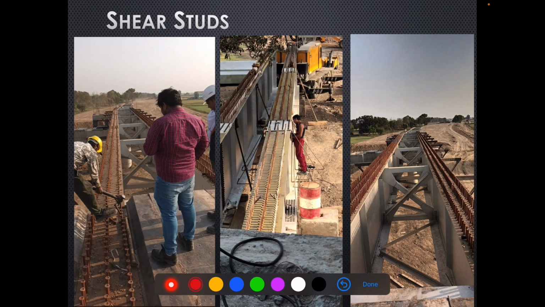So let's see more shear studs in action. Here you can see there are three lines of shear studs provided over the top flange of the plate girders. Here also you can see. These are the splices, and here also you can see there are three lines which are provided on the top flange of the composite plate girder.